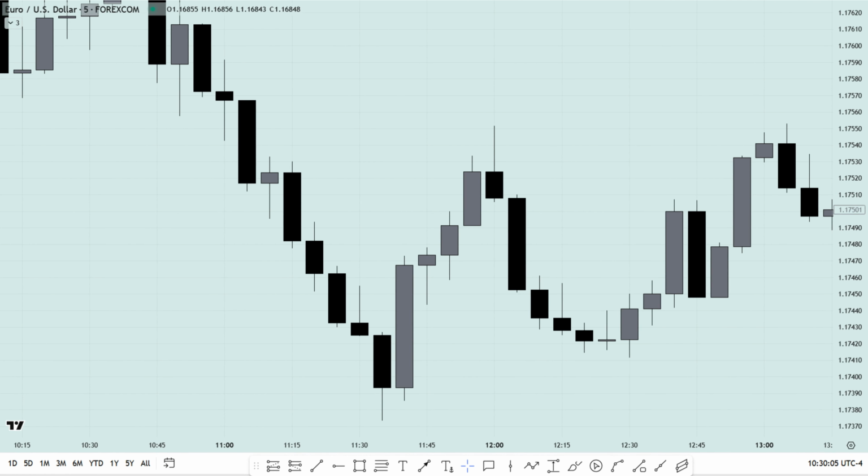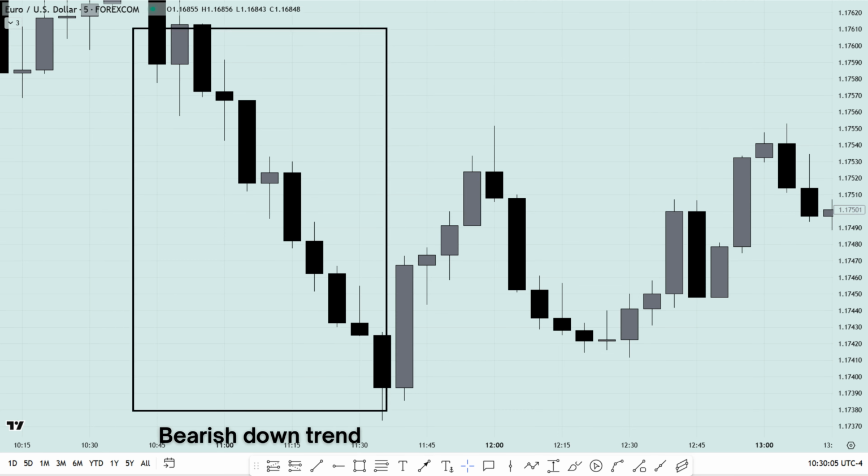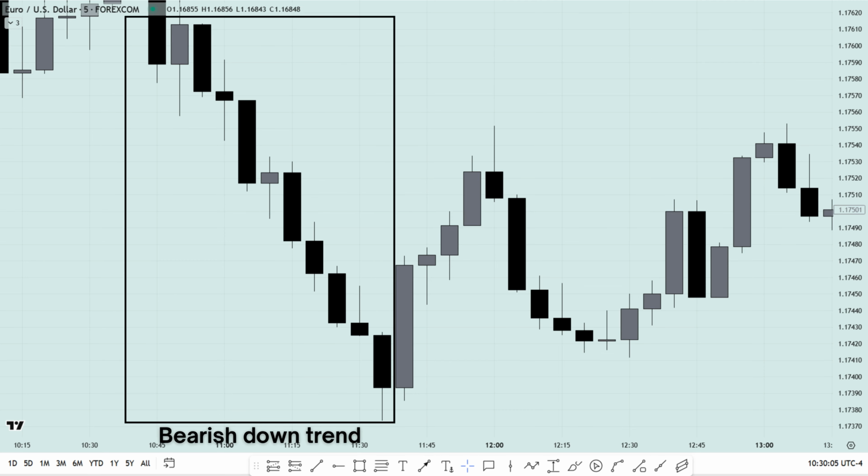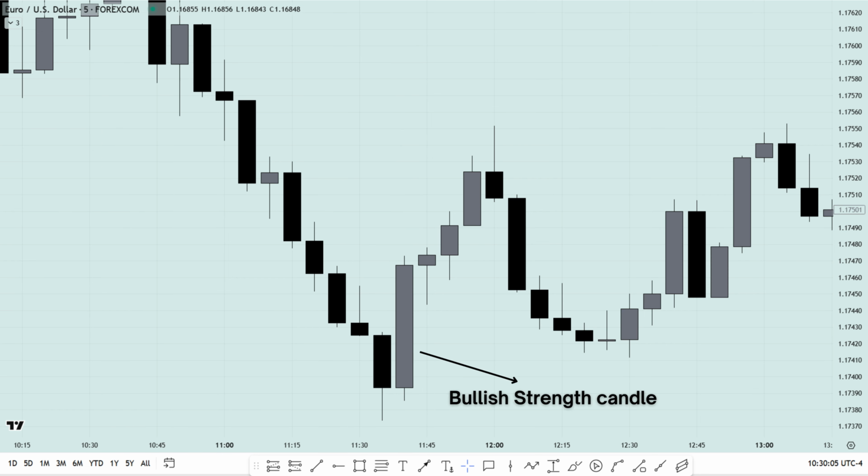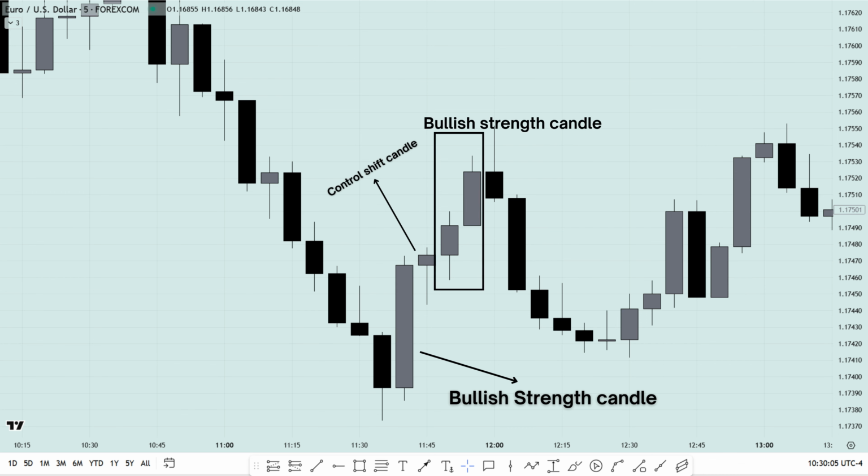Example 2. On a 5-minute chart during the New York session, you first see the market moving in a bearish trend. Suddenly, a large bullish strength candle breaks the range, followed by a quick control shift pullback with a long lower wick. The two very next candles are clean strength bars to the upside. This combination gives you a surgical scalp trade with a tight stop and a strong risk-reward.